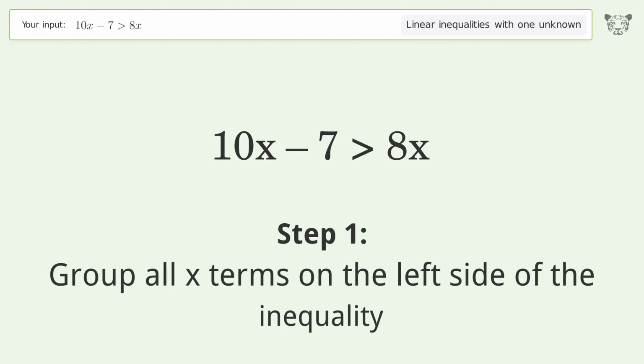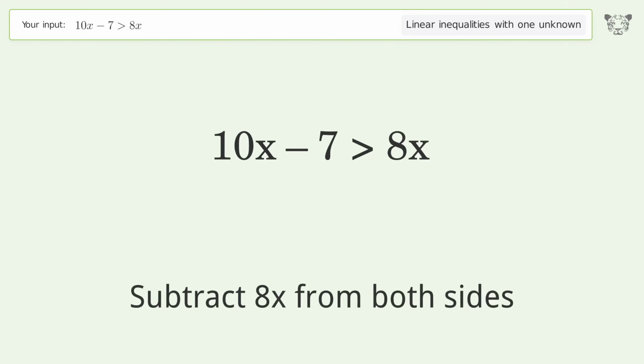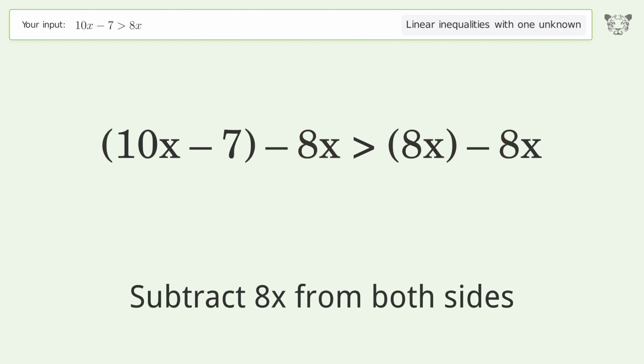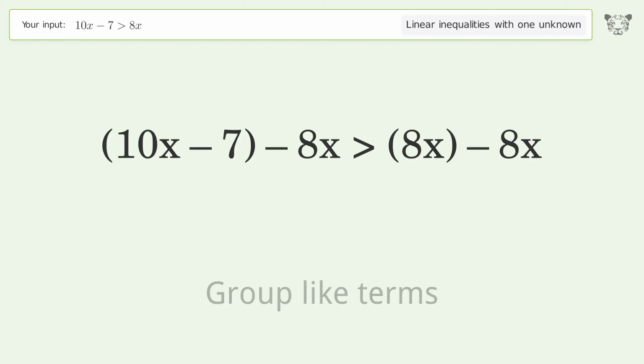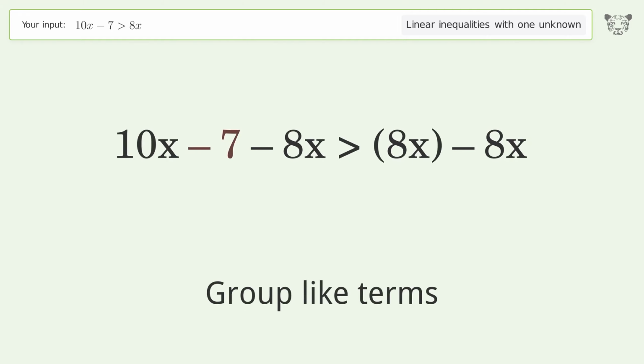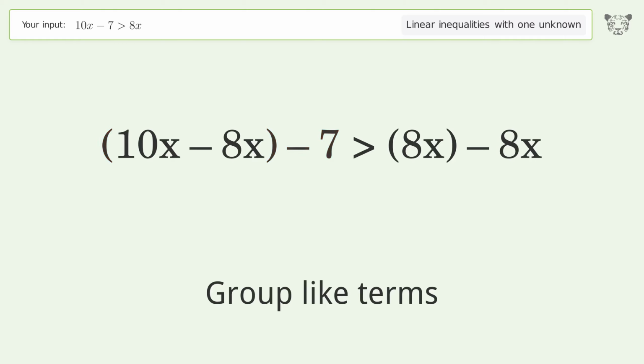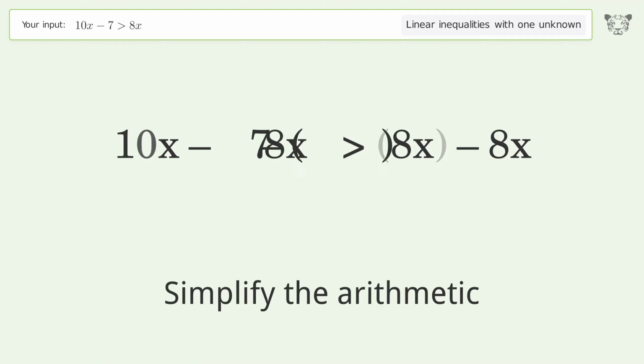Group all x terms on the left side of the inequality. Subtract 8x from both sides. Group like terms. Simplify the arithmetic.